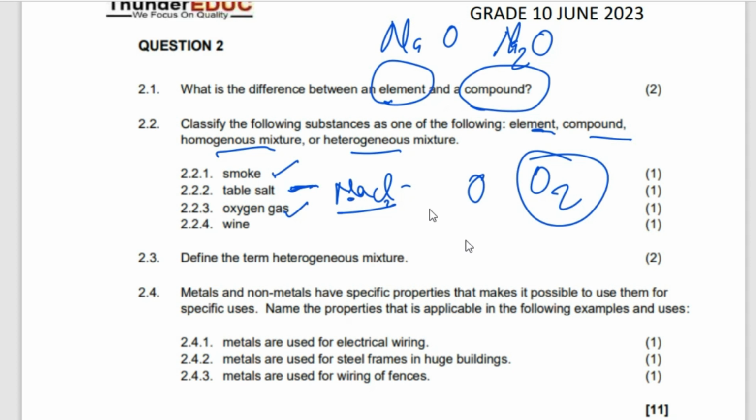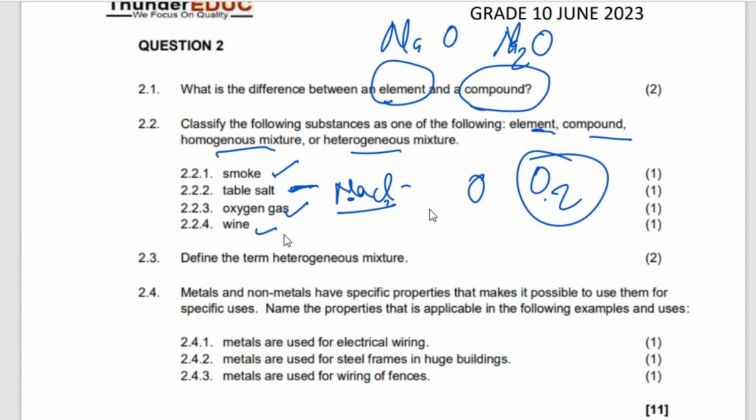So if they are saying oxygen gas, this is a pure element, not a compound. Yes, it is a molecule, but it is made up of one thing. Do you understand? What about wine?